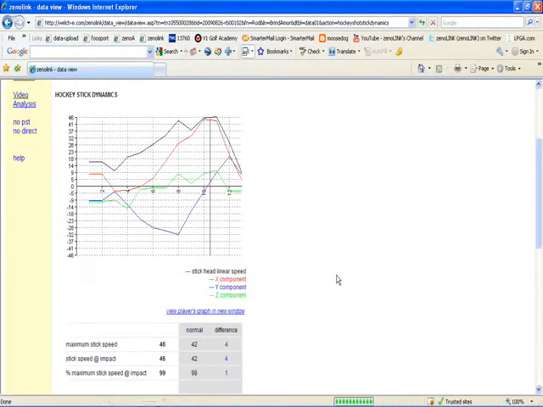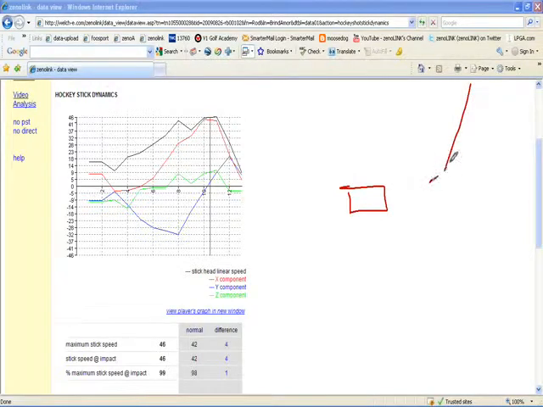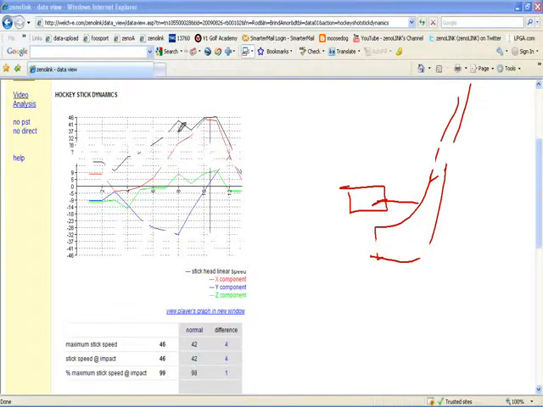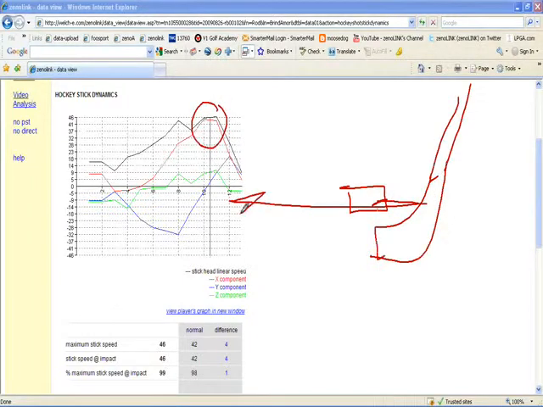Last area we'll look at is just the hockey stick dynamics, and basically what we're looking at is that the vast majority of the speed. So here's the puck sitting on the ice, the stick comes into impact with it, and the vast majority of all the speed is right where the intended direction is.